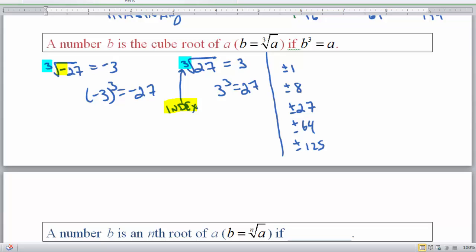So, like with 1, the cube root of negative 1 is negative 1. With 8, the cube root of 8 would be 2. Here, the cube root of negative 64 is negative 4. Right? And so on and so forth. Okay? So there's your cube roots.